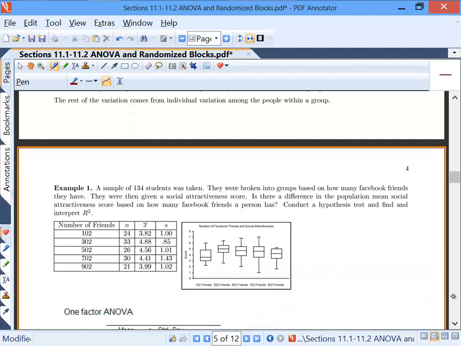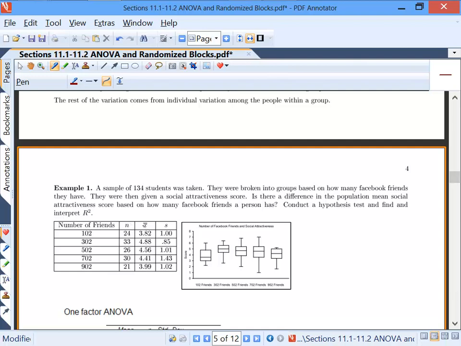So for example 1, a sample of 134 students was taken. They were broken into groups based on how many Facebook friends they have, and they were then given a social attractiveness score. Is there a difference in the population mean social attractiveness score based on how many Facebook friends a person has? So we want to conduct a hypothesis test and find and interpret our R-squared.